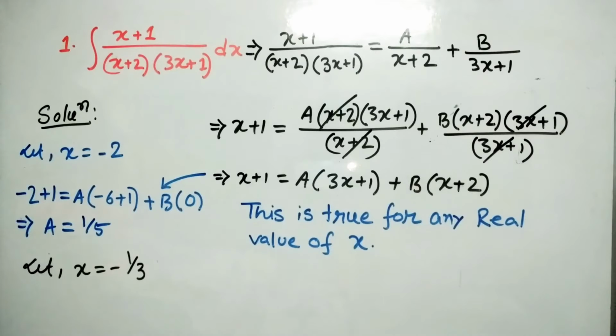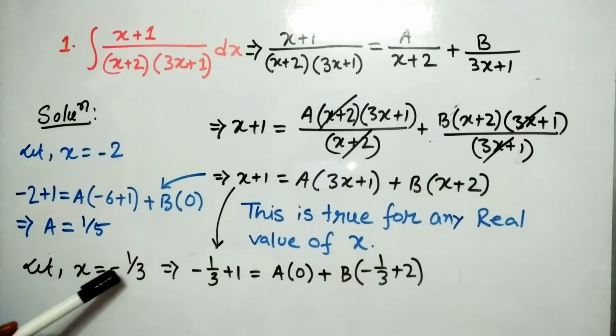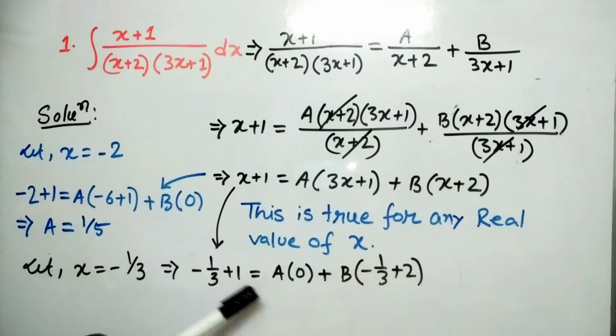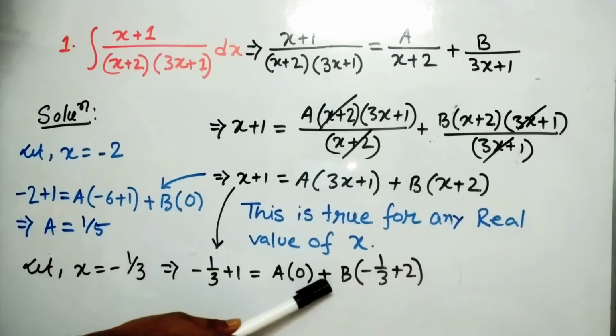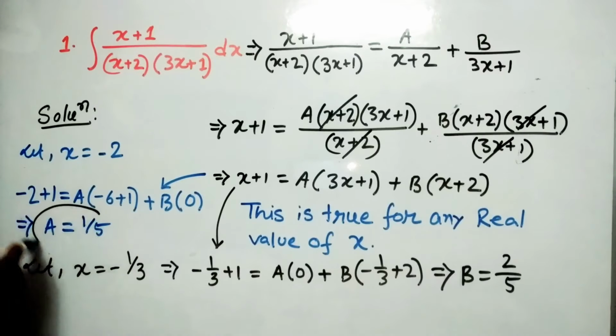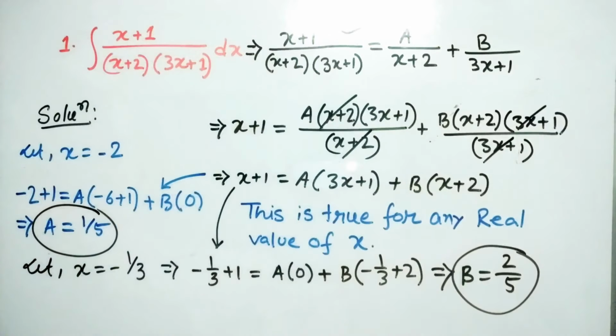Now let us take x is equal to minus 1 by 3. So if we take x is equal to minus 1 by 3, this equation becomes minus 1 by 3 plus 1 is equal to a into 0 plus b into minus 1 by 3 plus 2. And this gives us b is equal to 2 by 5. Now we shall put these two values in this equation.